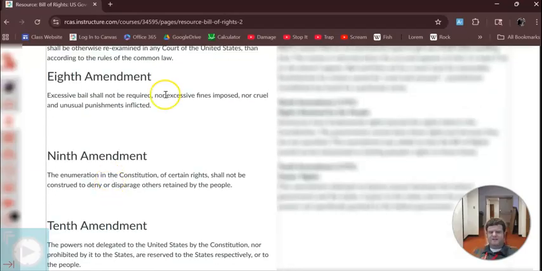Moving on, the Ninth Amendment. The enumeration in the Constitution of certain rights shall not be construed to deny or disparage others retained by the people. Now, what this is referring to is the government cannot make laws that contradict the Bill of Rights, the amendments to the Constitution, or the U.S. Constitution itself. You can't put in a law that negates freedom of speech. You can't put in a law that negates the Eighth Amendment, for example.